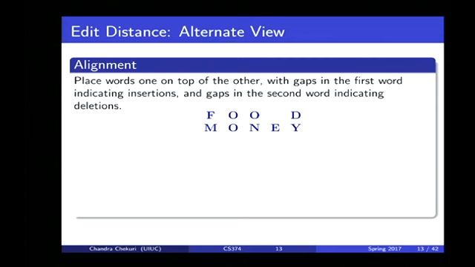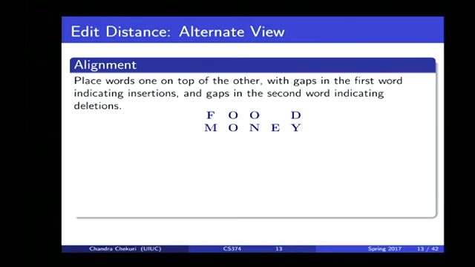We put F on M. What does that mean? We are going to convert F to M. That's one edit. If O and O are together, we are not going to do anything because we are going to keep them the same, so we don't pay anything for the edit. O and N are different, so we have to convert O to N. Here, there is nothing. What does it mean? We have to insert E. D has to change to Y. This is one alignment.